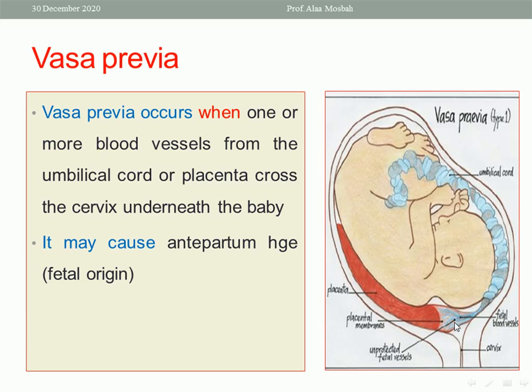Why is it dangerous? Because it is liable to be injured and horrible bleeding may occur, with fetal hemorrhage and intrauterine fetal death. And of course, the blood here is of fetal origin. And we can diagnose it by doing certain investigations, detection of hemoglobin F, and so on. So it is an emergency situation, of course. Vasa previa can be diagnosed by Doppler ultrasound, and you should search for it in high-risk cases, especially with placenta previa cases.